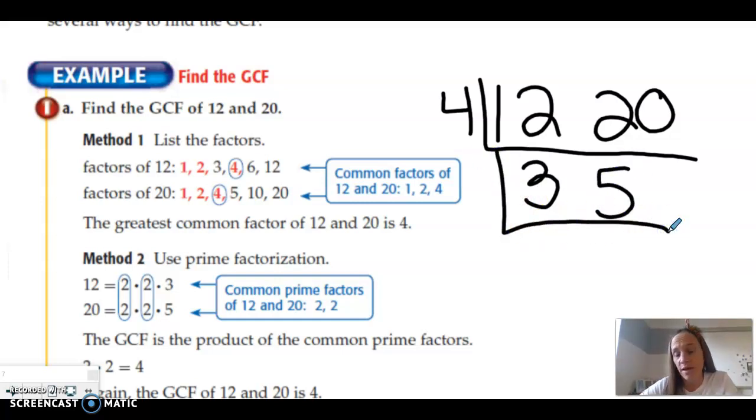And 3 and 5 can't be divided. They share no more common factors. So there's my GCF. It's the number on the side. If there's 2 numbers on the side, you multiply them together. And I'll show you that again in another example.